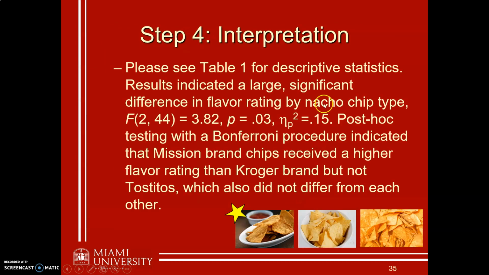So you would need to go back, and in addition to what we had before right here in the first half, we would need to include a sentence that tells people which post-hoc test we used. And if you're in a stats class, your professor might ask you to explain why you picked that versus the other post-hoc tests you could do, but at least say which one you used, and then tell which pairs were significantly different. So in this case, we found out that the Mission branded chips received a higher flavor rating than Kroger, but not Tostitos, and Kroger and Tostitos did not differ from each other. So we might put a star or mark between the first group and the third one, and then we didn't have stars between the other groups.